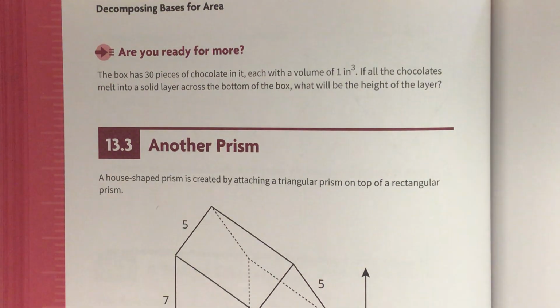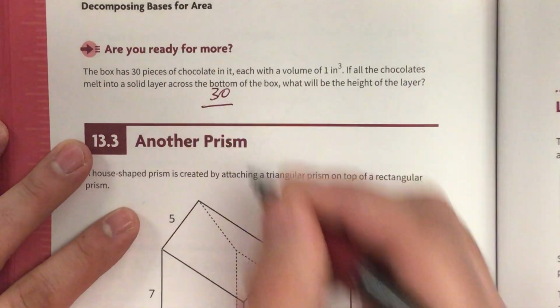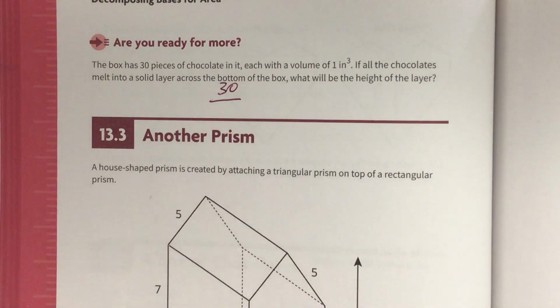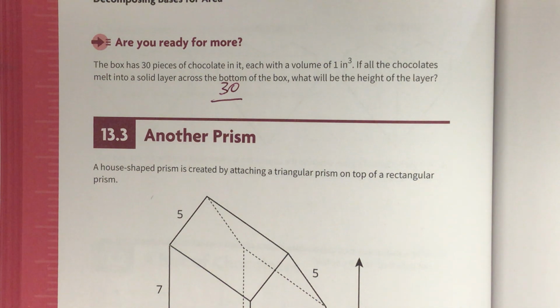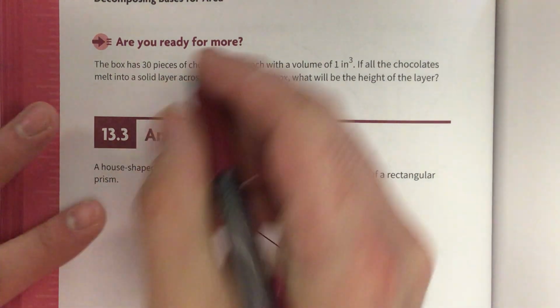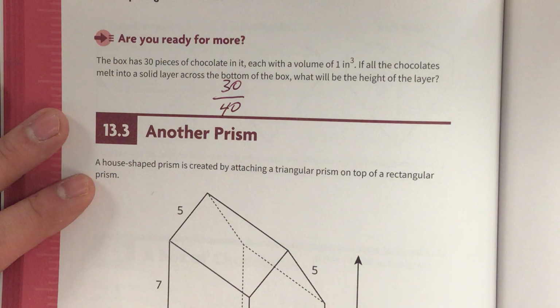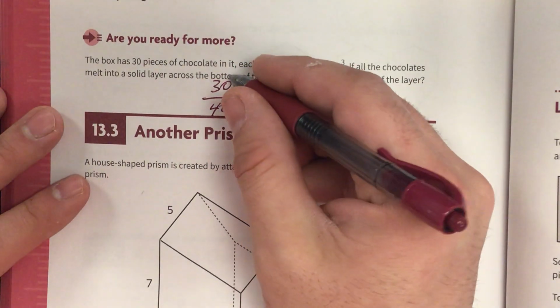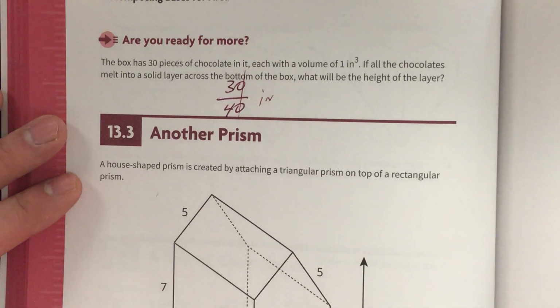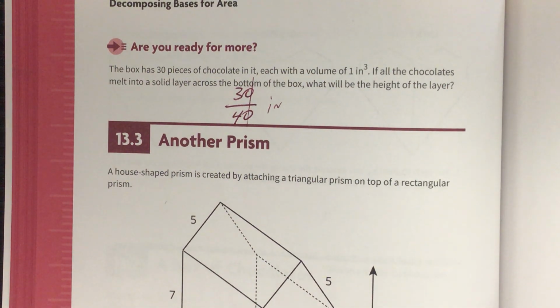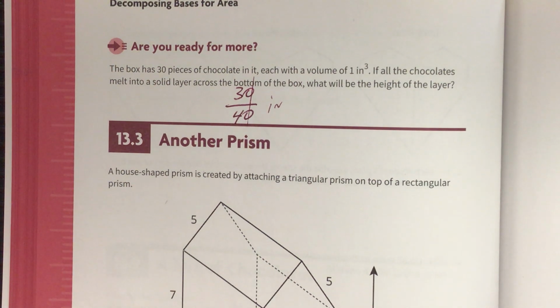30. 1 times 30, right? I have 30 pieces that are 1. So that's 30. What was the volume of my box? 80. Or sorry, the volume doesn't matter. I put it on the base, right? I'm filling up the base. What's the base? 40. Space on the bottom is 40. 30 over 40, simplify, 3/4. 3/4 of an inch. That makes sense. So if you melt that chocolate and put it in that heart box, it'll cover 3/4 of an inch.